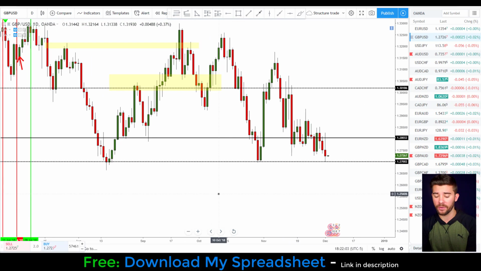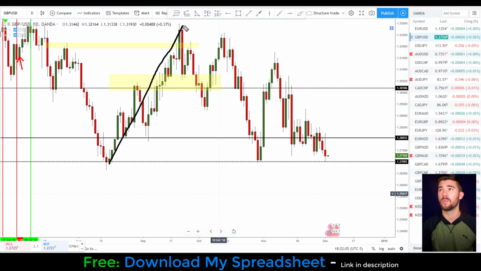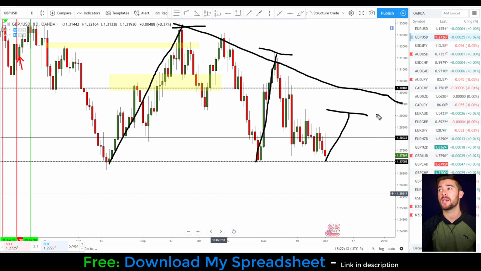As you can see, the first time we bounced off 127, the market jumped up a significant amount. The second time, we jumped up a little bit less. This time, we could quite possibly jump up a little bit less, maybe come up to this trend line before pushing down. But what I do know is that this level should give some type of bounce.